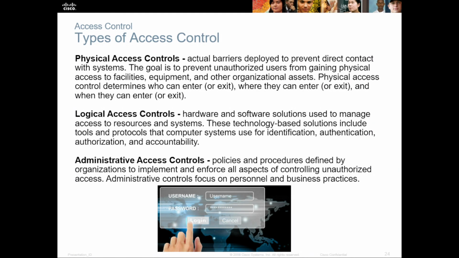And there's also administrative access controls. So administrative access controls are more like policies and procedures that are defined by a particular organization to implement and enforce all aspects of controlling unauthorized access. So administrative control focuses on personnel and business practices. For example, in AWS organizations, you can implement IAM, all right, to control access to different AWS resources.